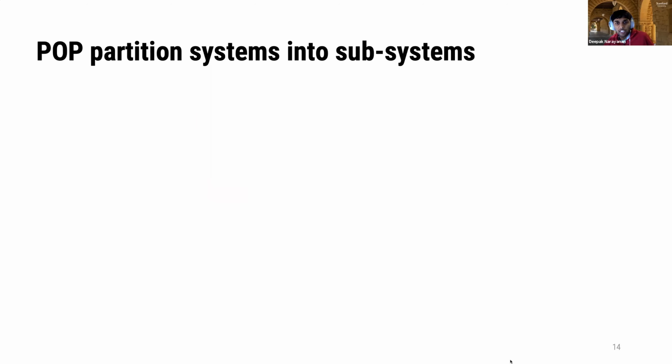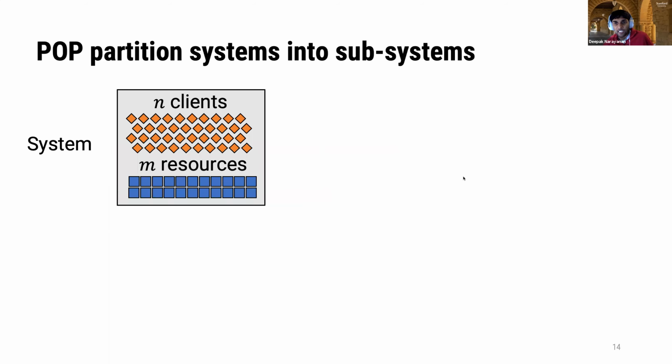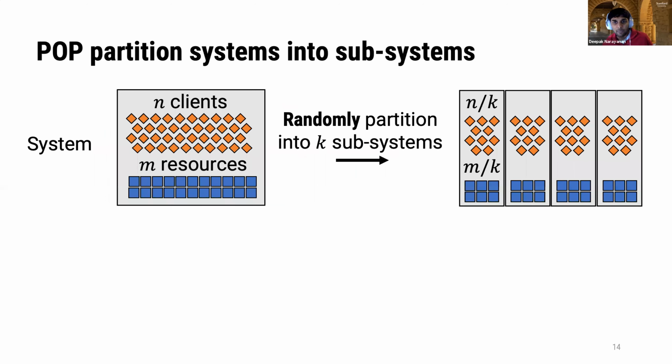I will illustrate how the POP method works for the server assignment problem from before, at the level of both the system and the optimization problem. With POP, we start with a large system with n clients and m resources and split them into k subsystems, where each subsystem has an equal share of clients and resources.